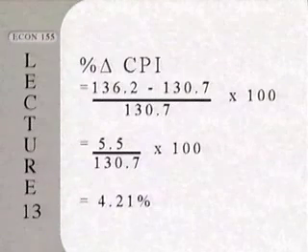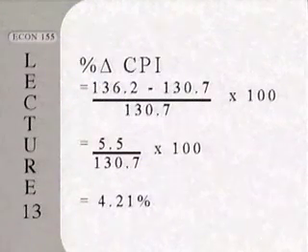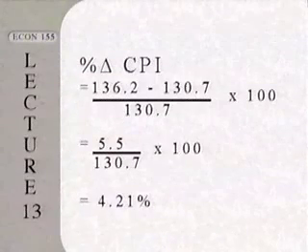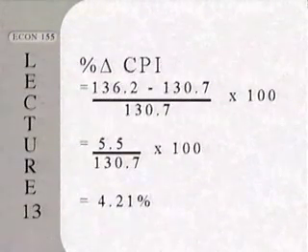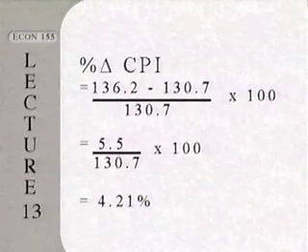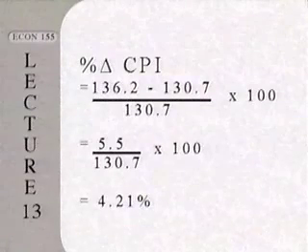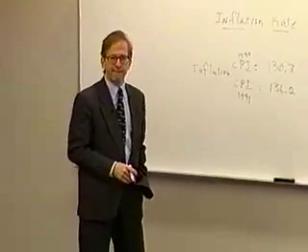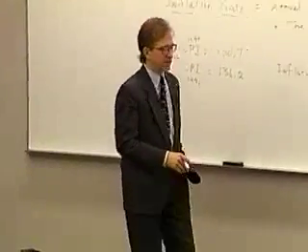By the way, that reminded me to do one more thing. We need to come out here, we did this the other day, multiply by 100, so we get this in whole numbers rather than in decimals. But anyway, it's 4.21%. So, in that 1 year, the price level went up by 4.2%. All right? Is that a lot?